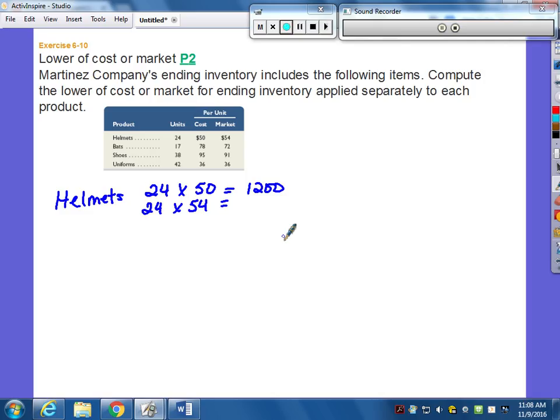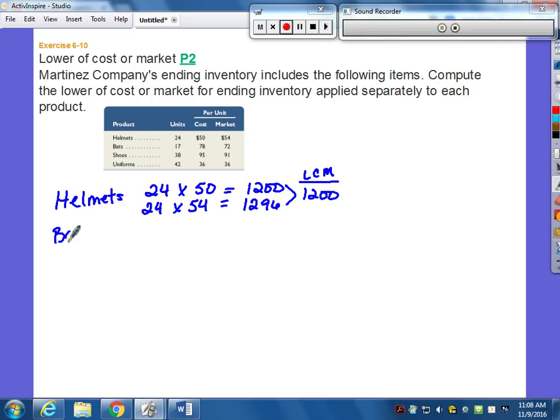Say it again. $1,296. So what's the lower cost of market here? Which one do we go with? What's the lower cost of market? The 1,200. 1,200.